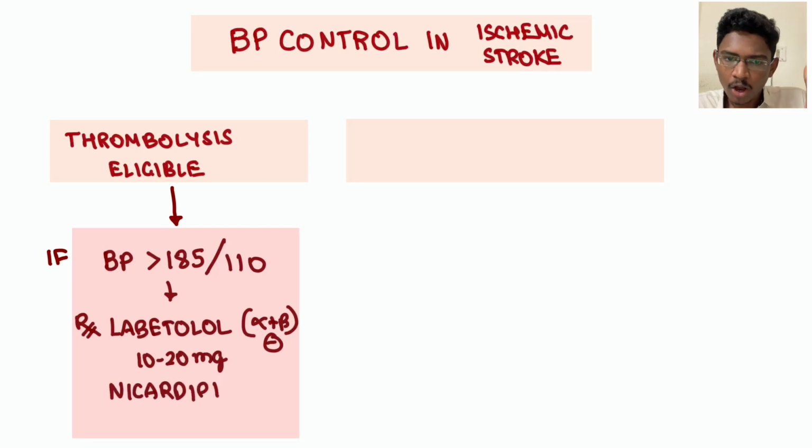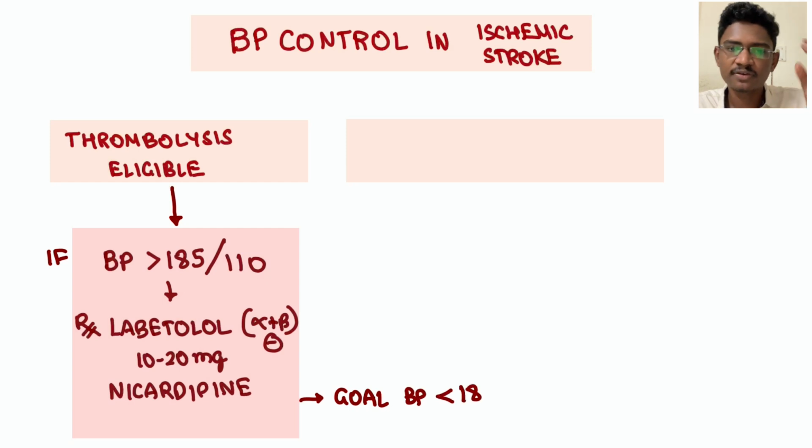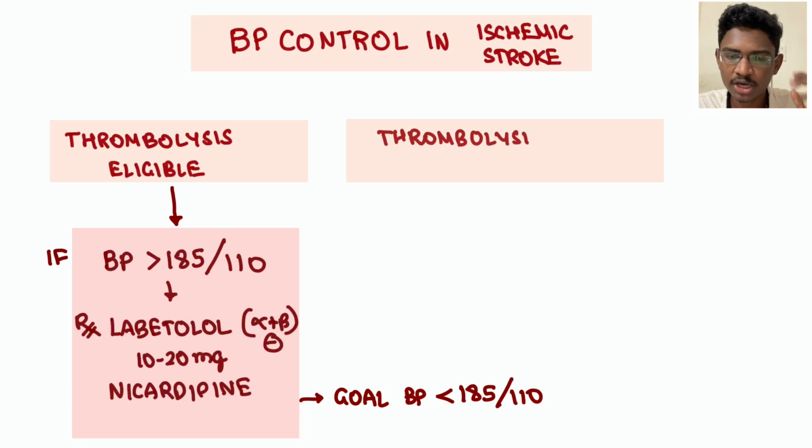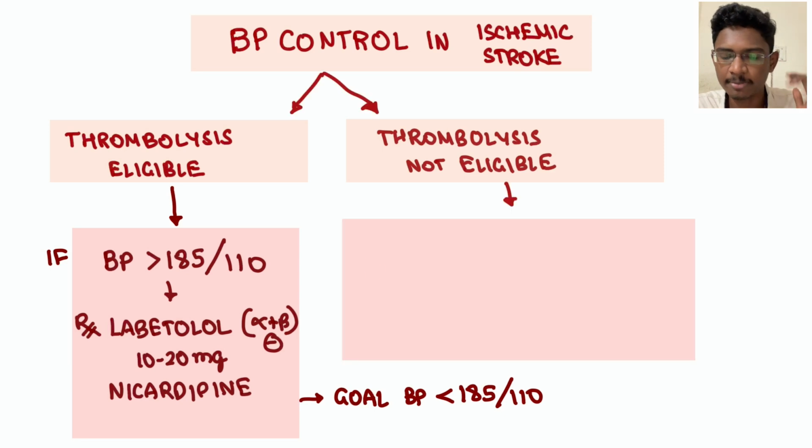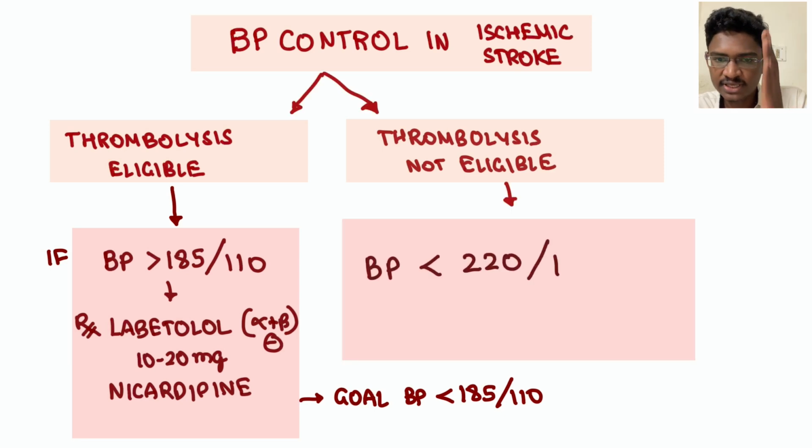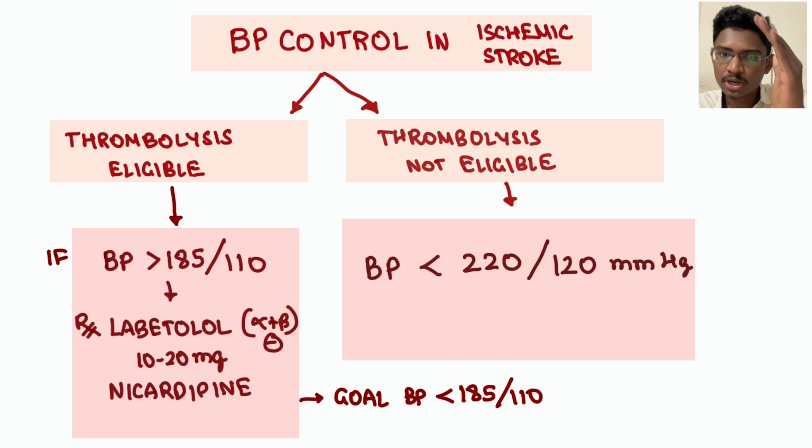So, or else if it is more than 185, you are going to control it by giving some labetalol, which is an alpha plus beta blocker, which is used in hypertensive emergencies like these kind of things. Or you can also go for nicardipine. You can go for these to control the blood pressure to bring it less than 185 by 110 so that you can proceed for thrombolysis. Okay, yeah, thrombolysis, what is the agent of choice?